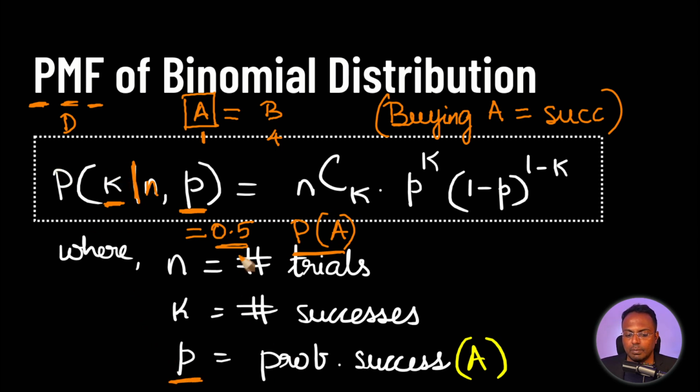K is the number of successes. So in this scenario, the number of successes is 1, right? So K is going to be equal to 1. And N is the total number of trials. So we have 1 A and 4 Bs, right? So 1 plus 4 equals 5. That is the total number of trials.